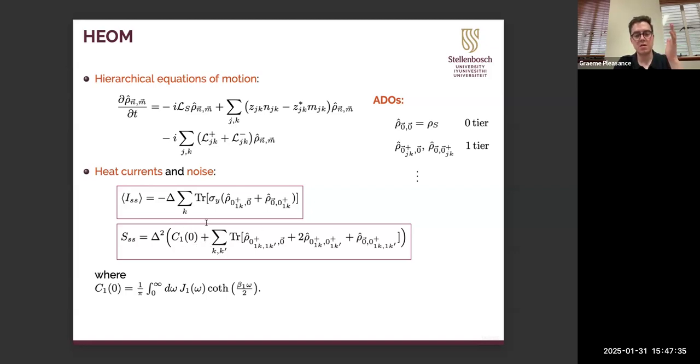And this noise has a contribution that represents the thermal fluctuations that are there in equilibrium. So this depends on essentially the correlation function of one of the reservoirs at t=0, plus some additional term that characterizes the noise out of equilibrium, which you can evaluate in terms of these auxiliary density operators.